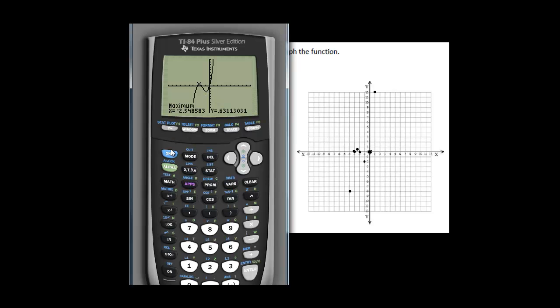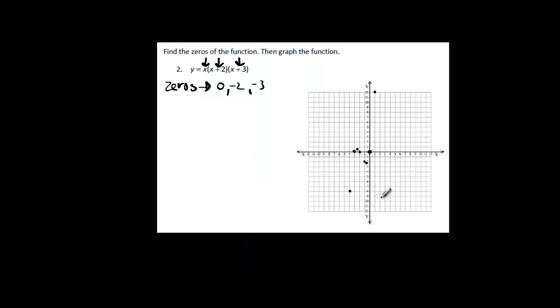We can do the local min also. So second trace 3. Go to the left, to the right of the point. So at negative 0.8, it's going to be negative 0.8 comma negative 2.1. So right around there. So knowing all that, we can graph this as best as we can. That's good enough. And there's your graph.